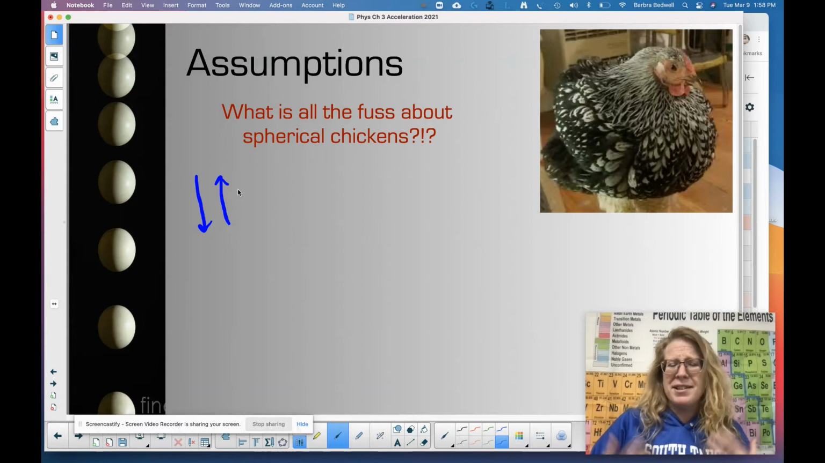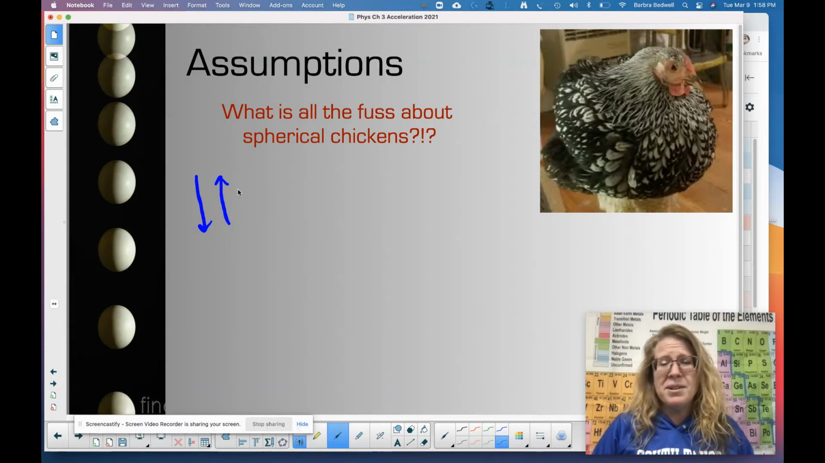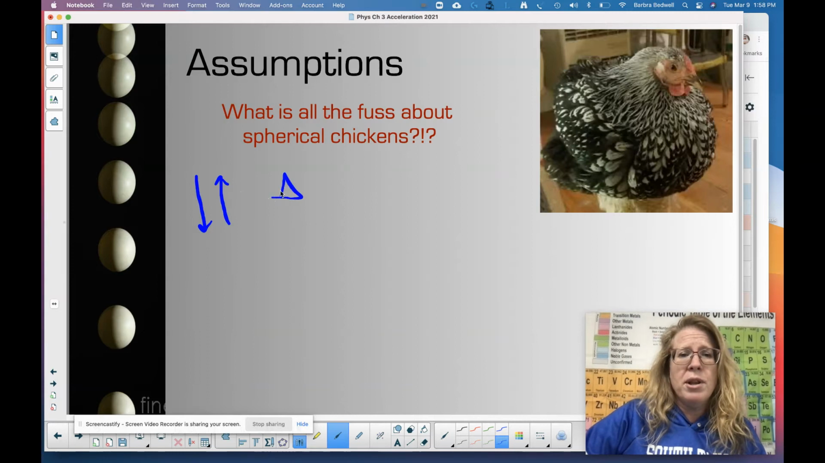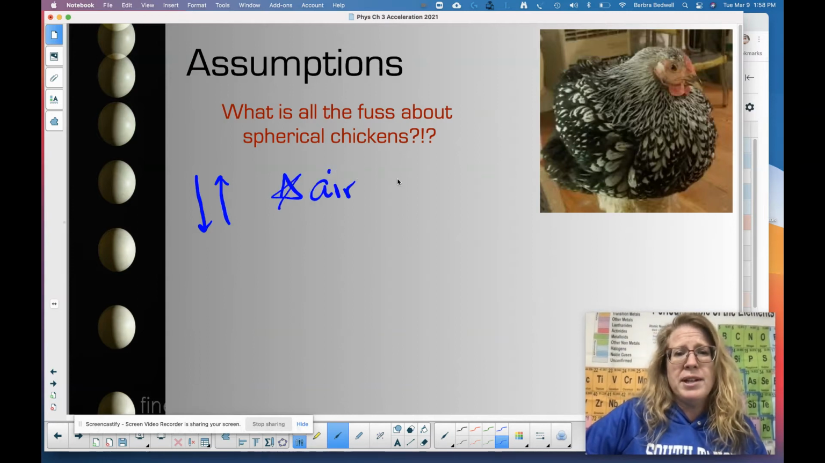The penny itself has enough air resistance that it'll slow it down. And that's what our spherical chicken assumptions are. One of the big things that we do is that we assume that there is no air resistance.